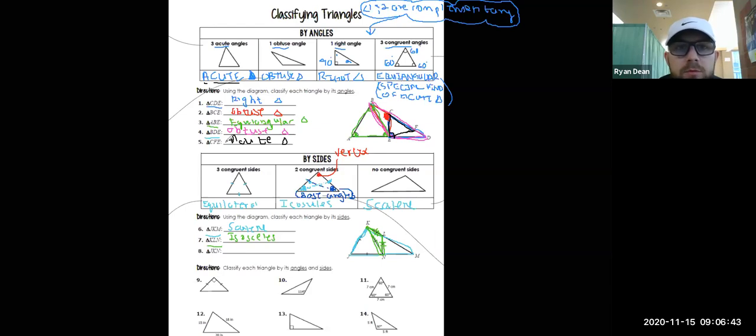And our last example, we'll do this one in purple, JKN, J to K, K to N, N to J. All three of these sides have one hash mark, so that's going to be equilateral.